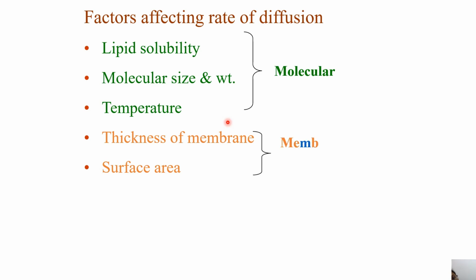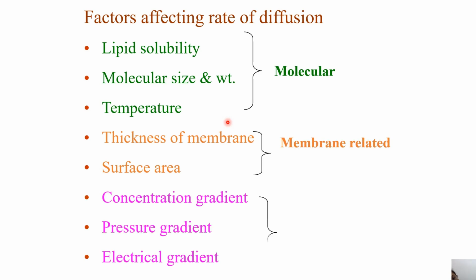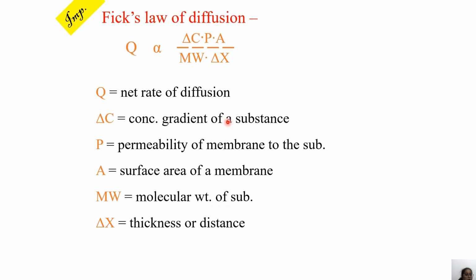We talked about Fick's law. The factors that can affect the rate of diffusion can be lipid solubility, molecular size and weight, and temperature. These are all molecular components. Or thickness of membrane and surface area, which are membrane related, and concentration gradient, pressure gradient, electrical gradient. All of these are gradients. I have talked about Fick's law.